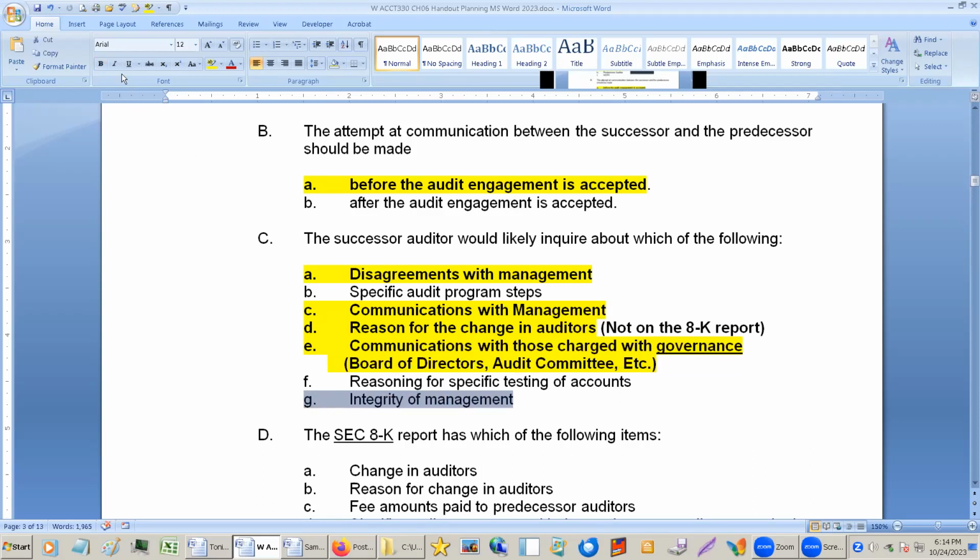Integrity of management. Is that yes? It is yes. And the AICPA would say this is the most important. It's the most important. Yeah, integrity of management.